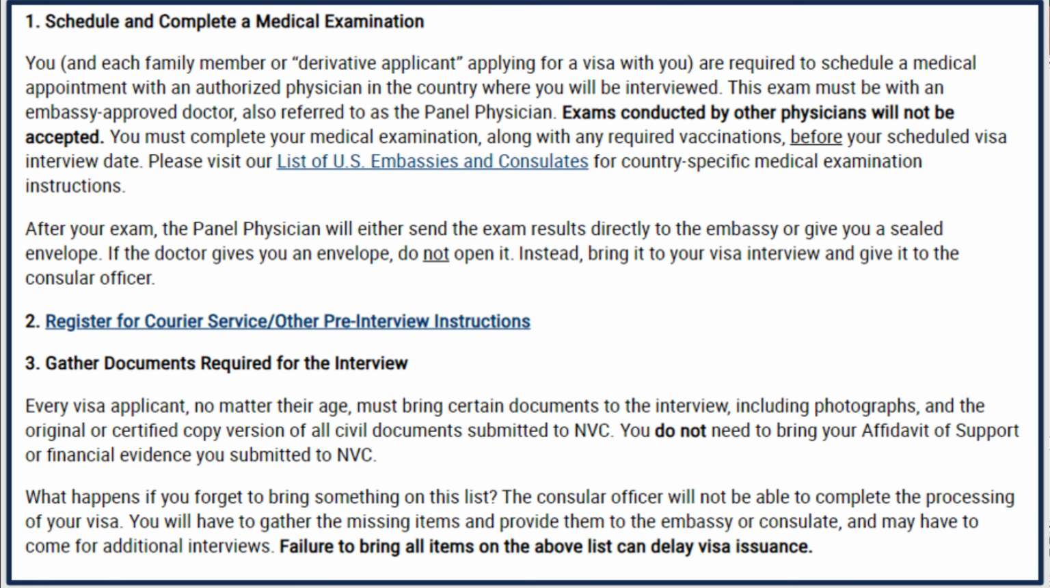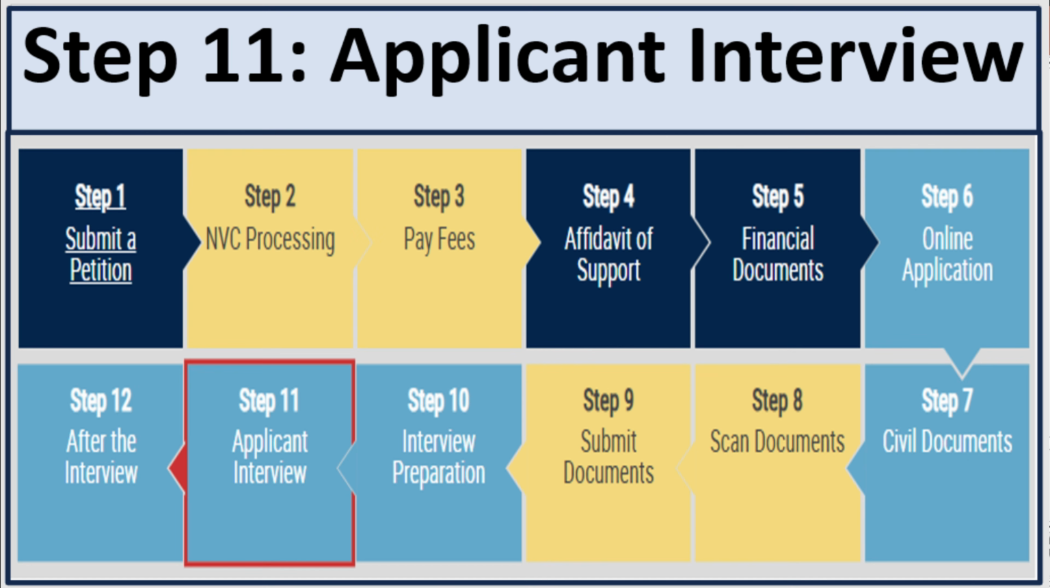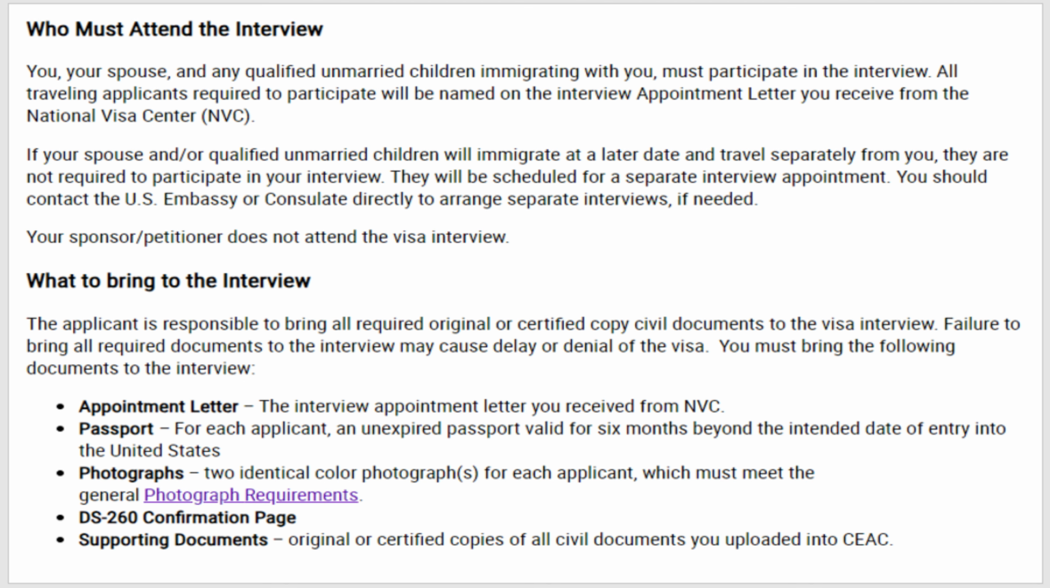Let's go now to step 11, the applicant interview. If you check your status, you will see ready, which means it's ready for interview. Who can attend the interview? Of course, it's going to be the applicant and the children immigrating with you. You know what to bring to your interview? The same documentation you submitted to NVC, plus photographs 2 by 2. You will need the appointment letter, which is the interview letter, and the DS-260 confirmation page. That's the most important too.